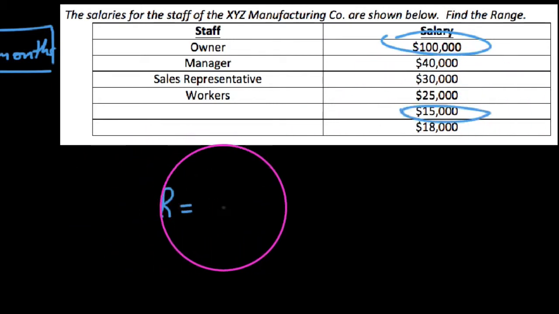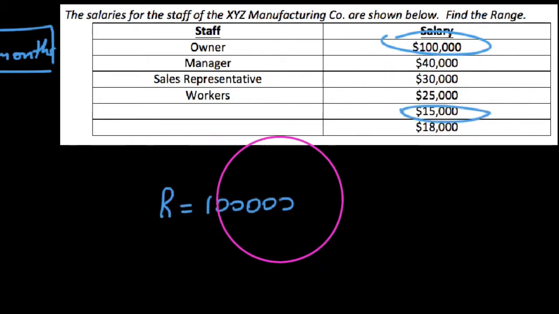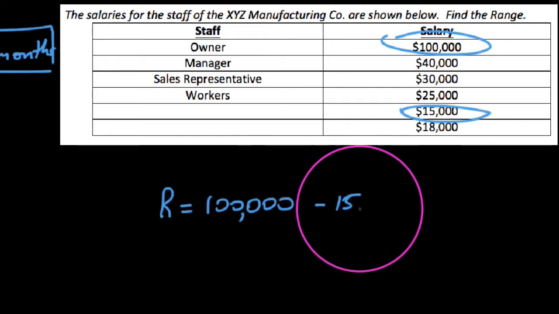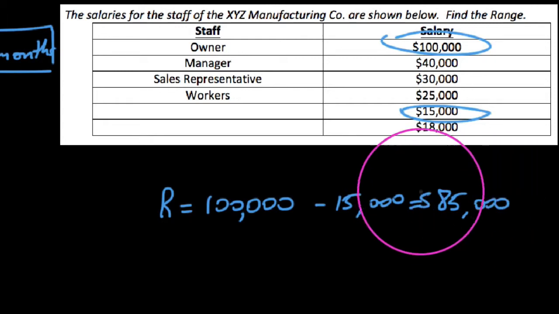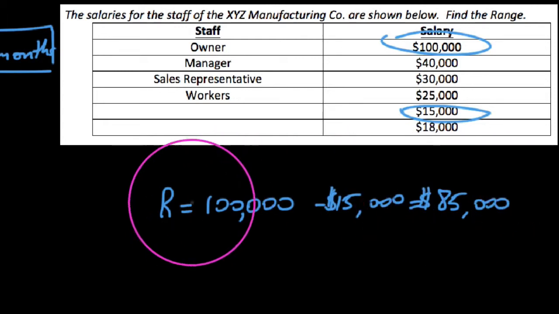So we say the range, we just use capital R. And we can say 100,000 minus 15,000 leaves us with 85,000, and this is in dollars. We should label this here, dollar range. So that's a huge range.